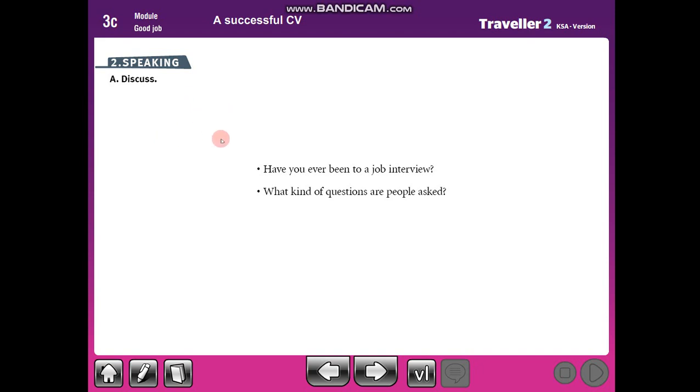In this exercise, you can answer these 2 questions as key questions for you to speak about a job. For example, have you ever been to a job interview? You will say your answer. What kind of questions are people asked? You try to speak about this subject. Okay. Try to speak about 3 or 5 minutes in English to improve your language.